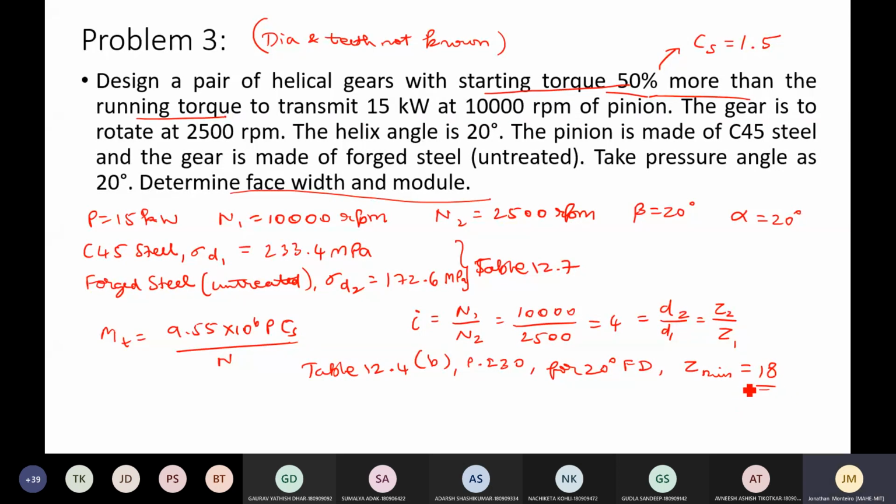In this problem, since both are not given, you are free to choose this Z1, whether it is 18 or 20, depending on what the table tells you. If it was 14.5 degree, you should have chosen 32, but 20-degree full depth gives you the advantage of using just 18 teeth. So let us start from there. Once this is set, Z1 is equal to 18. Accordingly, Z2 will be 4 times Z1, which is equal to 72.